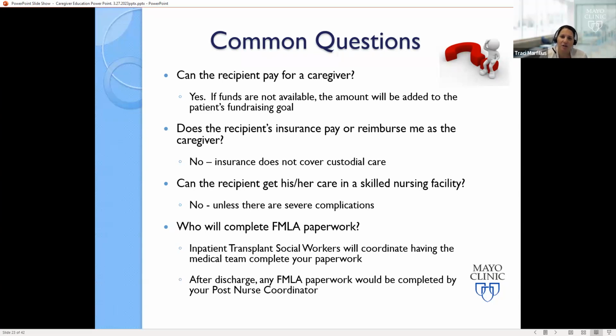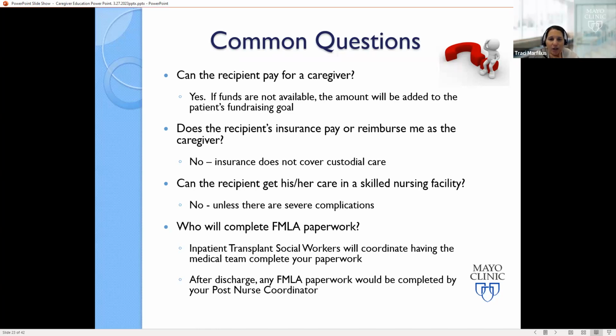Does the recipient's insurance pay or reimburse me as a caregiver? No, insurance does not cover custodial care, which is much different than home health care. So they won't pay for someone to be there 24/7, but a lot of insurances will pay for home health care if the patient qualifies, which is someone that might come out once or twice a week to provide certain services.